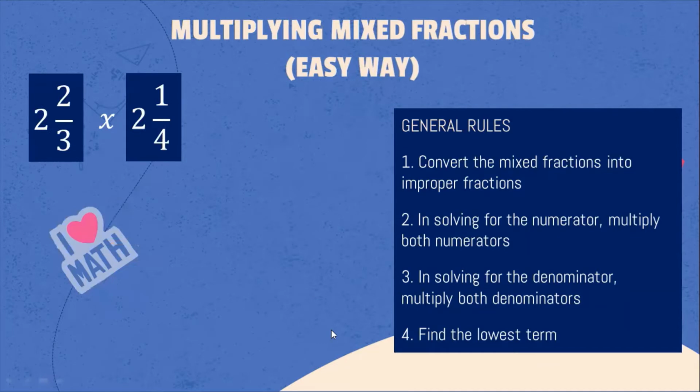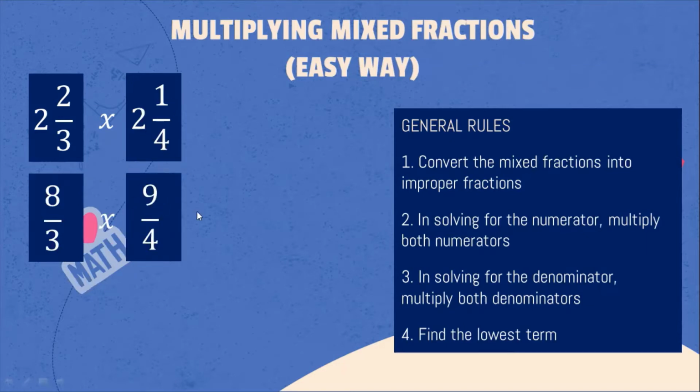Let's have another example. 2 and 2/3 multiplied by 2 and 1/4. What are the steps? Convert the mixed fractions into improper fractions. 2 multiplied by 3 is 6 plus 2, that is 8. Then copy the denominator. 4 multiplied by 2 is 8 plus 1, that is 9. Then copy the denominator, that is 9 over 4.